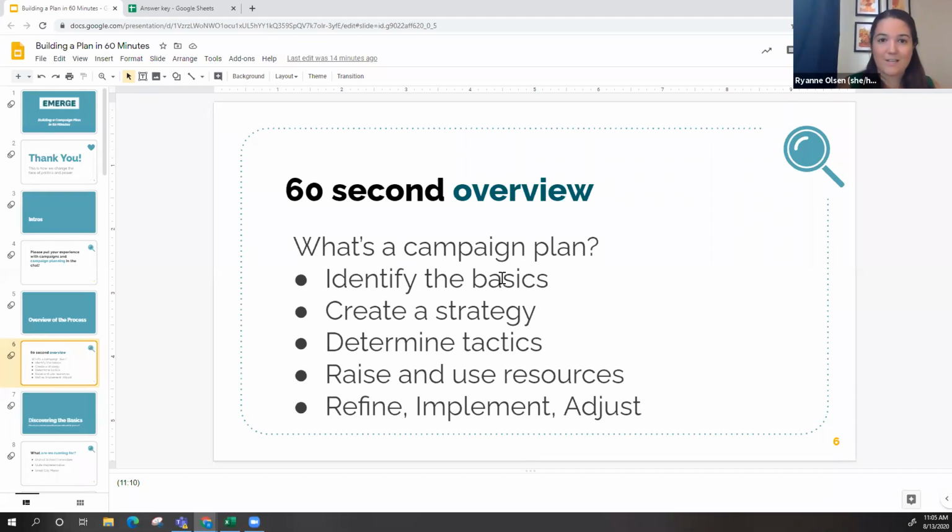We're going to start working together to identify the basics. What are the factors that are impacting this race? We're going to work together to create a strategy for this campaign, and to determine our tactics. So how, once we have our message and our targeted voters, are we working to get our message to those voters? We're going to be talking about how we raise resources and use resources. Traditionally, this is fundraising and budget, but also managing our people and managing our time. And we're going to be talking about how we refine, implement, and then adjust this plan so it's responsive to things that come up. So we don't just make a plan at the beginning of the campaign and then aren't able to adjust if, say, there's a pandemic or a crisis or something else that happens in our communities. Wonderful.